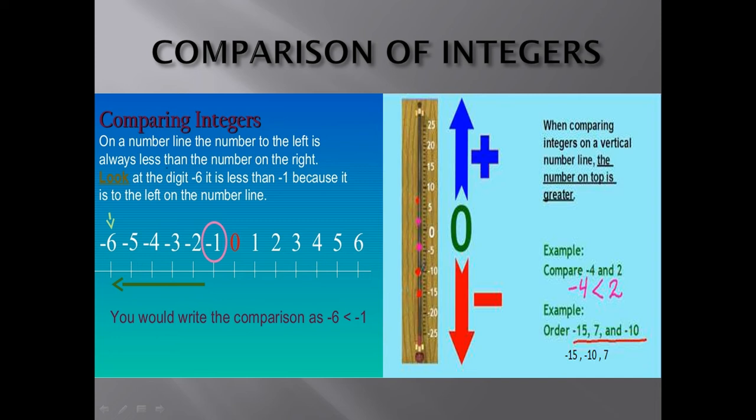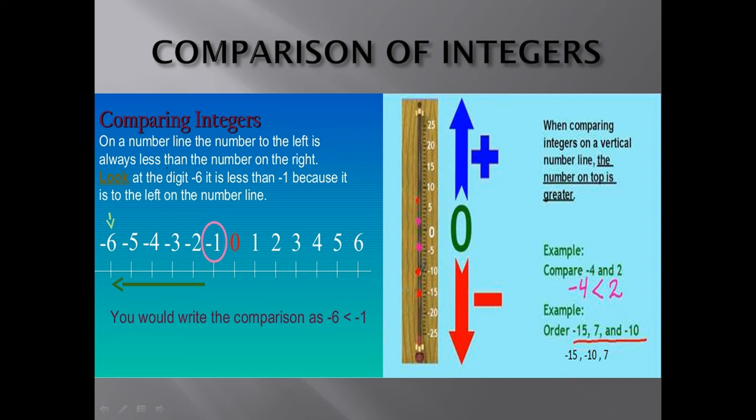In the vertical number line, at the center there is 0. On the top of 0 there are positive integers, and at the bottom of 0 there are negative integers. When comparing integers on a vertical number line, the number on the top is greater. For example, 5 is greater than -5. Here one example is taken. Compare -4 and 2. 2 is at the top of 0 and -4 is at the bottom of 0. So -4 is less than 2.